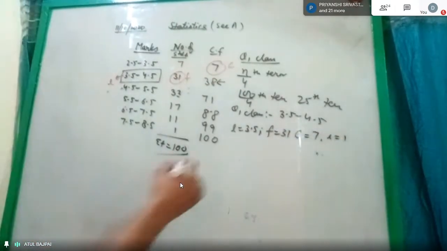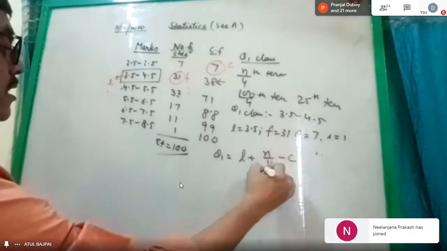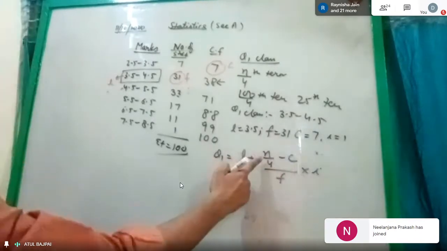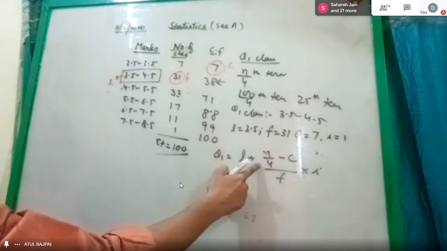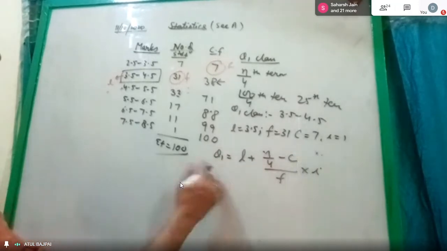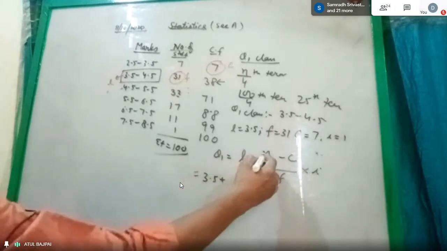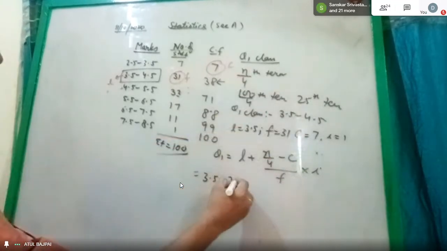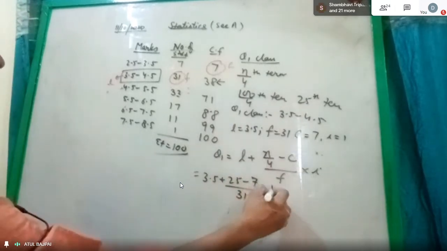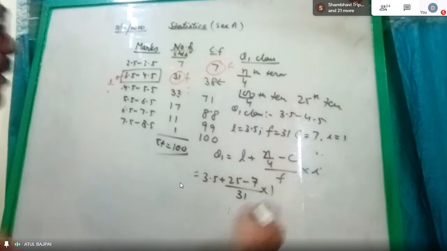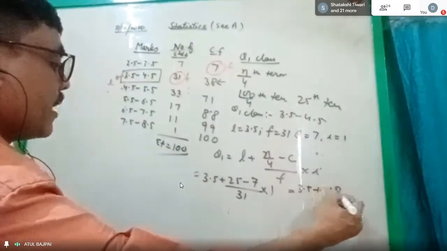Now let us apply the formula. Q1 equals L plus N by 4 minus C upon F into I. Can you see the difference? Median was N by 2. Q1 will be N by 4. Q3 will be 3N by 4. So Q1 is L, 3.5, plus N by 4, which we got as 25, minus C, C is 7, upon F, F is 31, into I, which is 1. Simplifying, what we get is 3.5 plus 18 by 31.